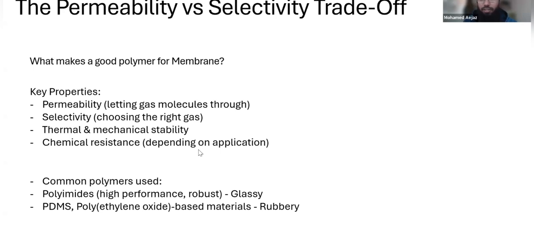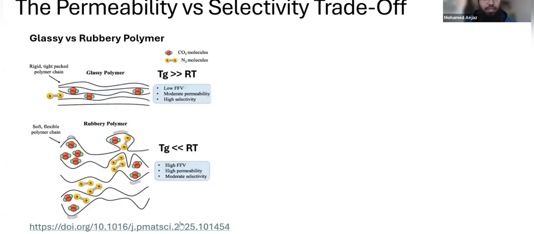So what has been traditionally used is 2 types of polymers. You either use a glassy polymer or you use a rubbery polymer for this application. And what do I mean by that? What do these terms even mean, right? What is glassy? What is rubbery? It's very, very simple. If you have a polymer whose Tg is way, way above room temperature, then it's a glassy polymer.